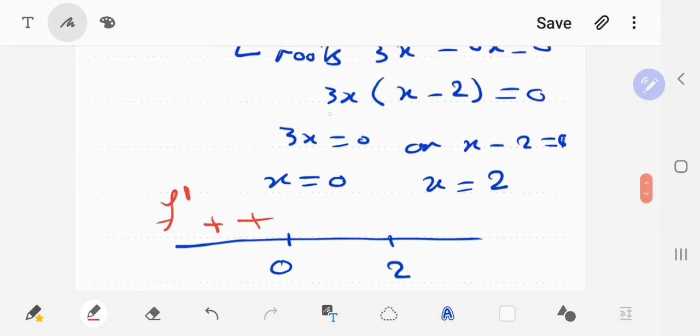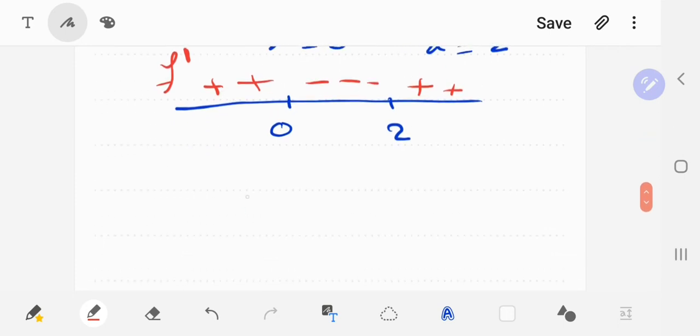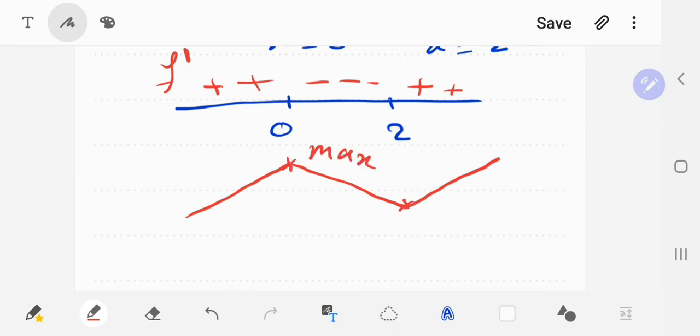Let's choose 1. This is positive times negative, so that will be negative. So this interval is negative. Choose 3: that's positive, times the bracket, which is positive. So this part is positive. What does this mean? As we said, if f prime is positive, the function is increasing. Negative means it's decreasing. Now it's positive, so increasing. Here, it's on the top, so we have a maximum value. Here in the bottom, so we have a minimum value.